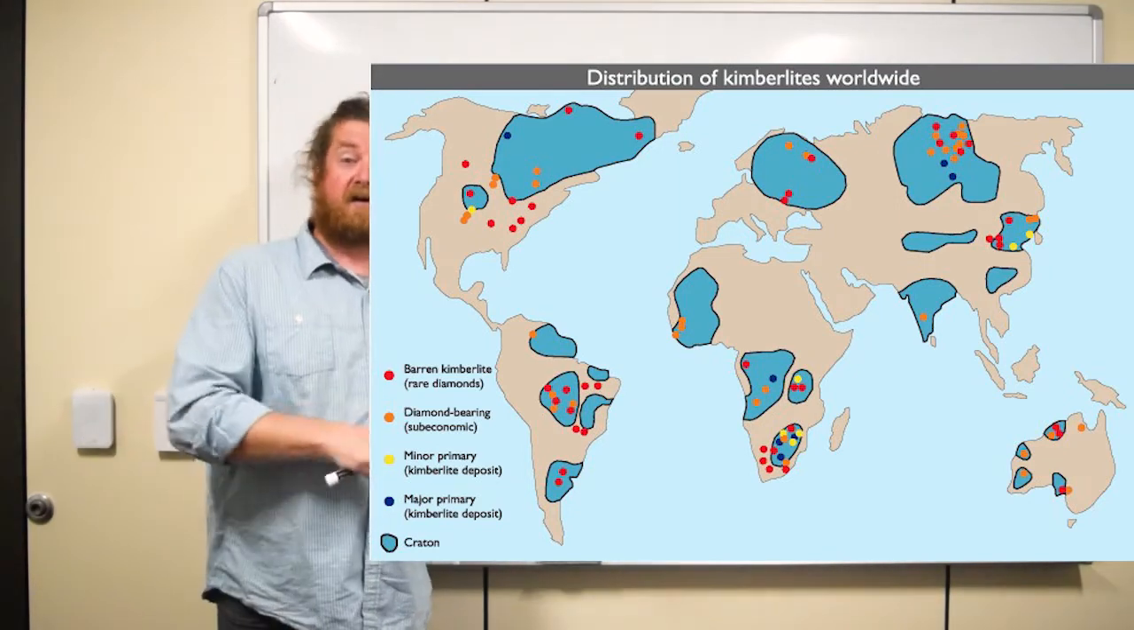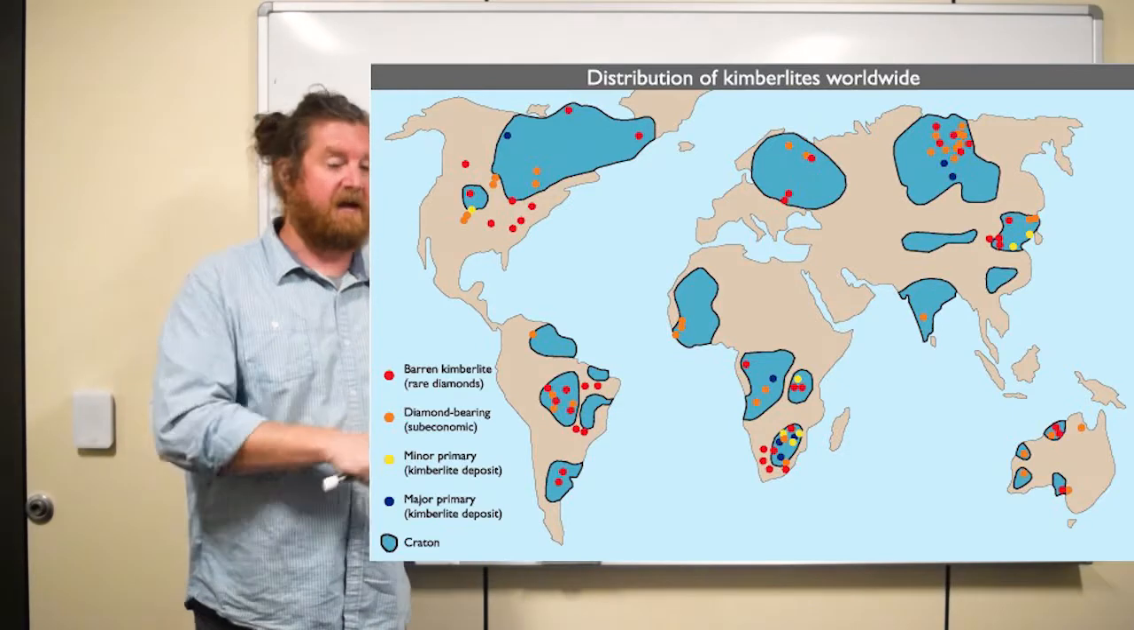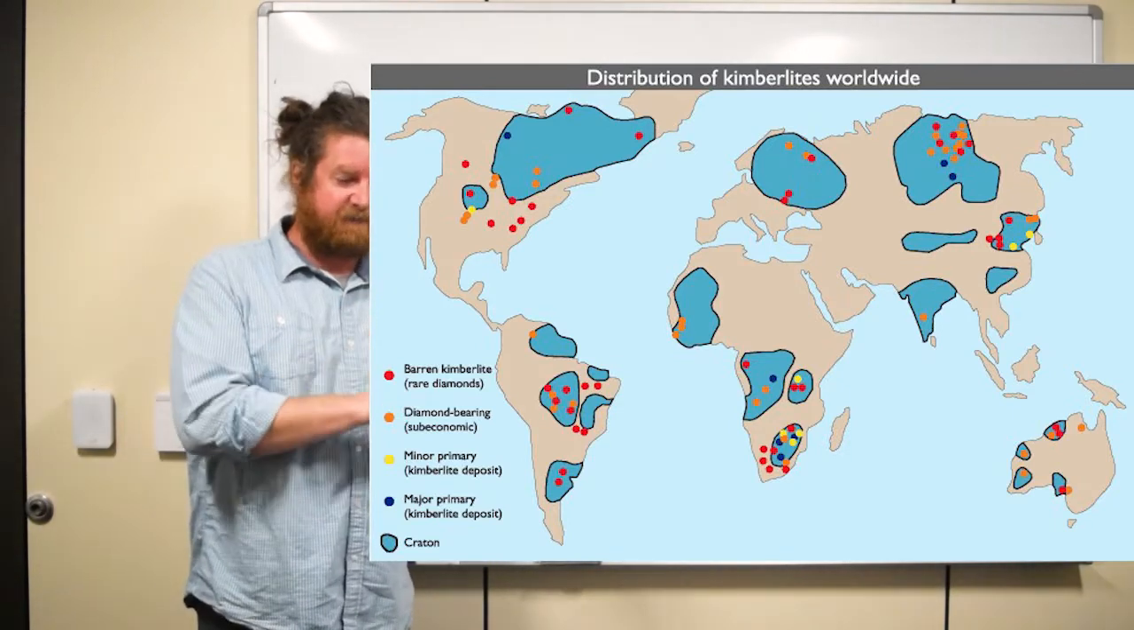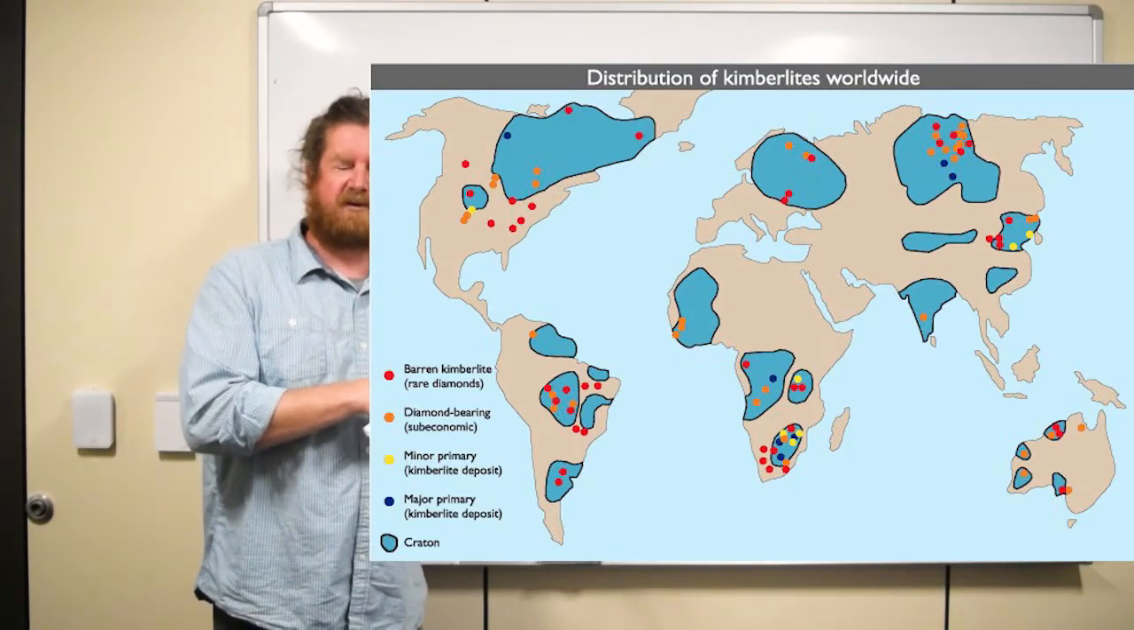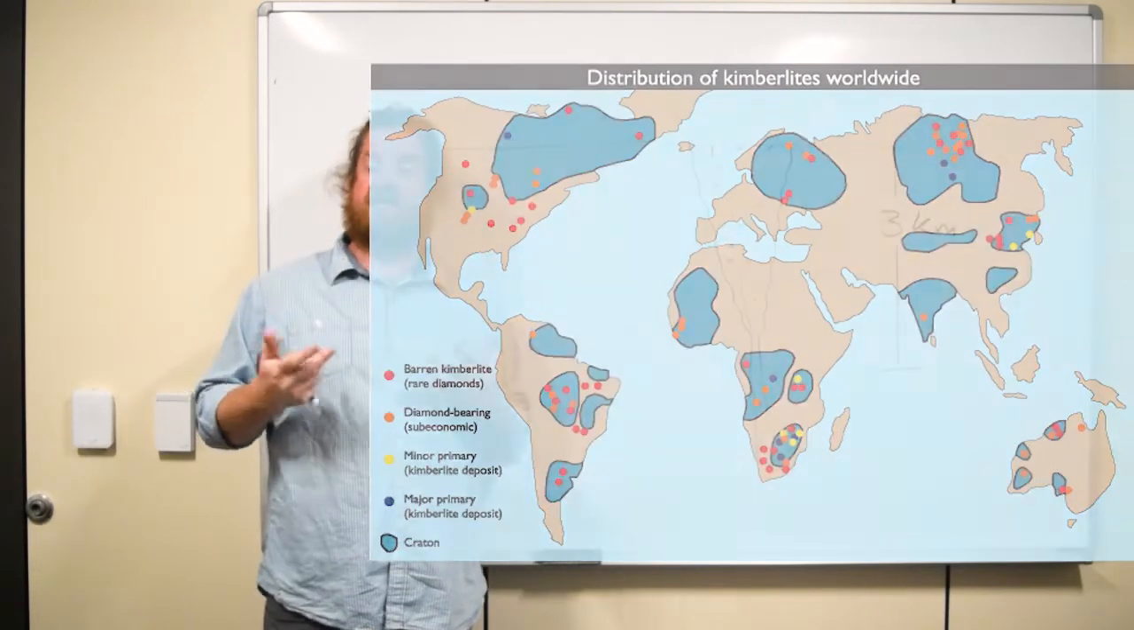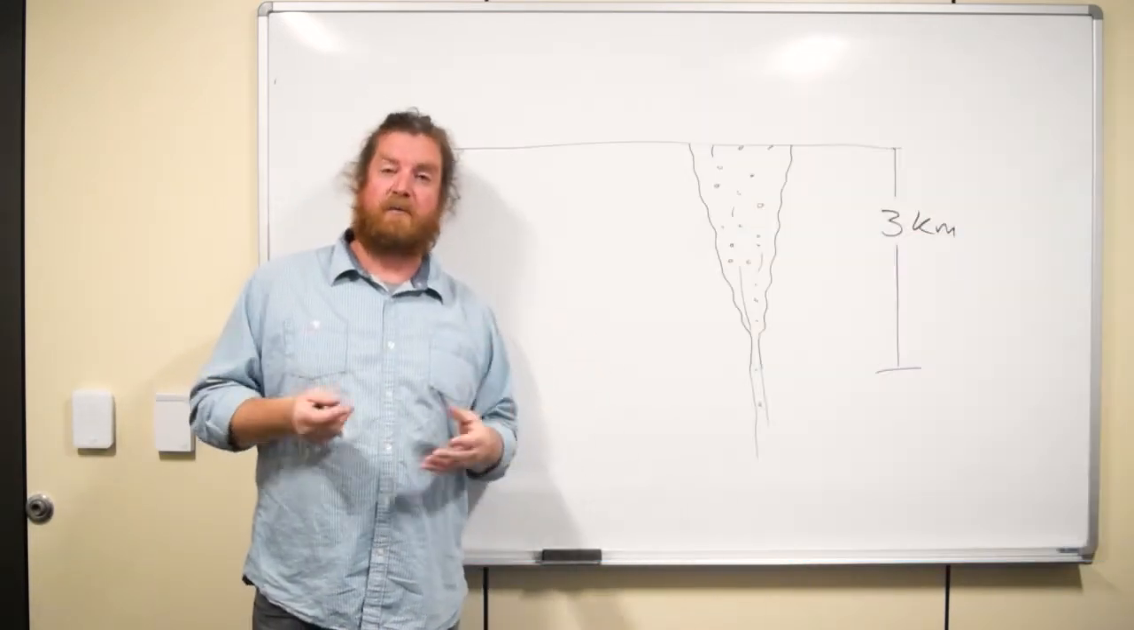So focused in Africa, focused in Russia, focused in Canada, Brazil. I guess I left Brazil off the discussion earlier. So those are places that coincidentally are known for producing diamonds.